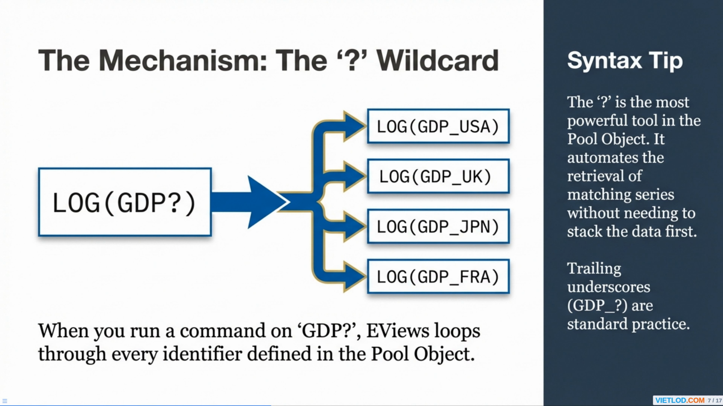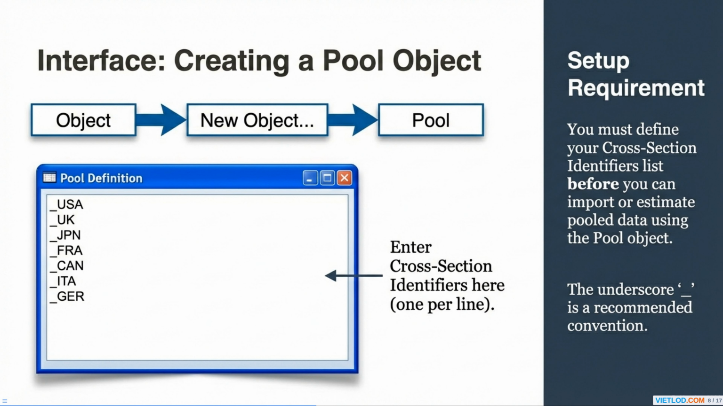To generate a new series for the log of GDP for all G7 countries, you simply type series logGDP? equals log(GDP?). EViews will automatically create logGDP_USA, logGDP_UK, and so on. Also, trailing underscores, like in GDP_?, are standard practice for these identifiers. Now that we understand the mechanics of the pool object, let's look at the underlying economic model we'll be estimating, the fixed effects model.